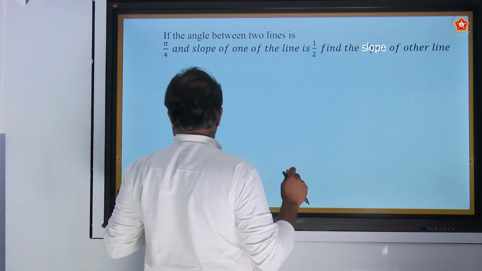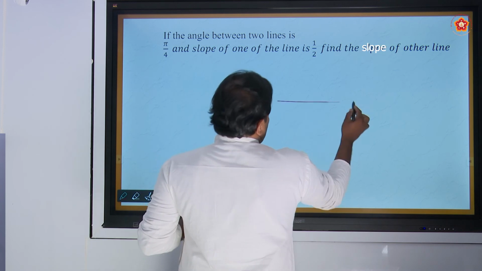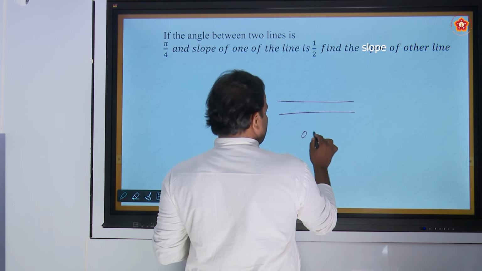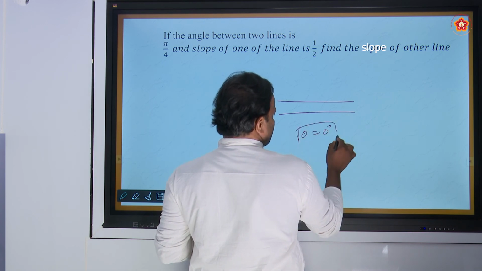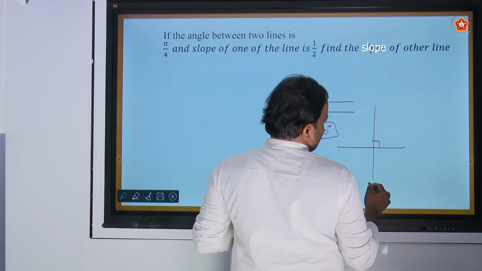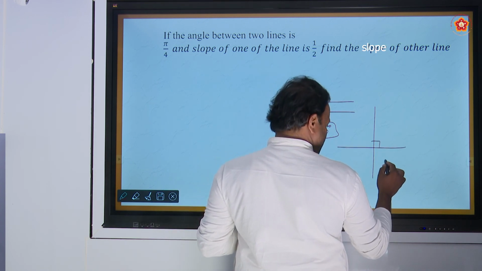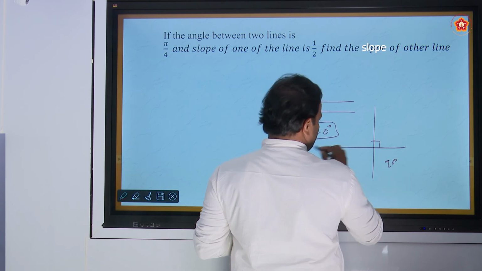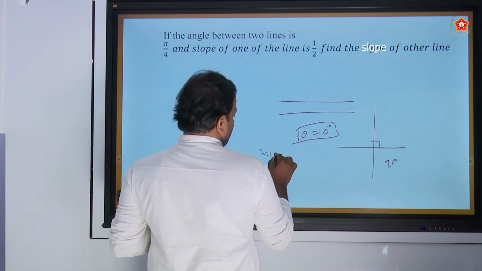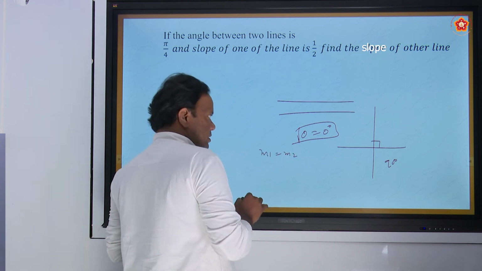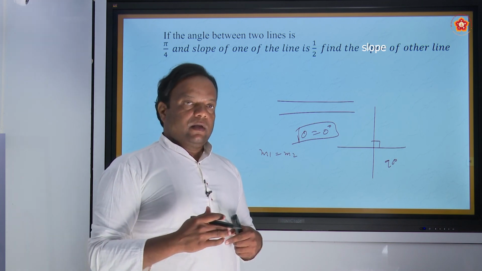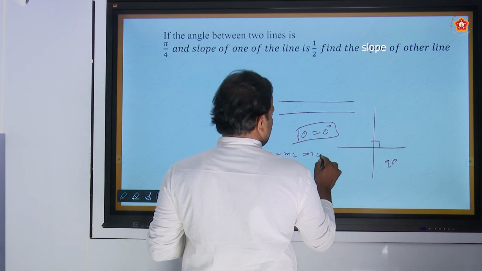Observe here. If the two lines are parallel, then theta equal to 0. There is no angle, the angle between two lines is 0. If two lines are perpendicular, the angle between two lines is 90 degrees. No need to use any formula. We see that m1 is equal to m2, meaning if the slopes of the lines are equal, the lines are parallel. If the lines are parallel, clearly we say that theta equal to 0.